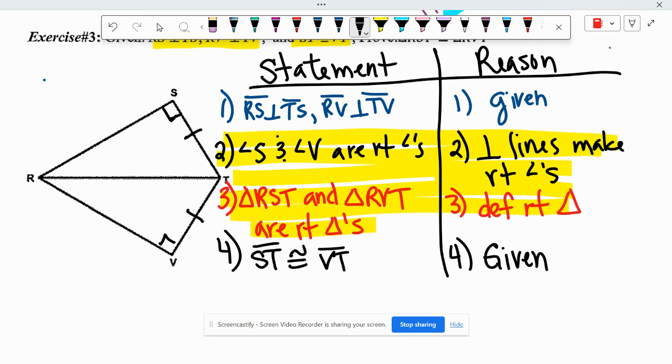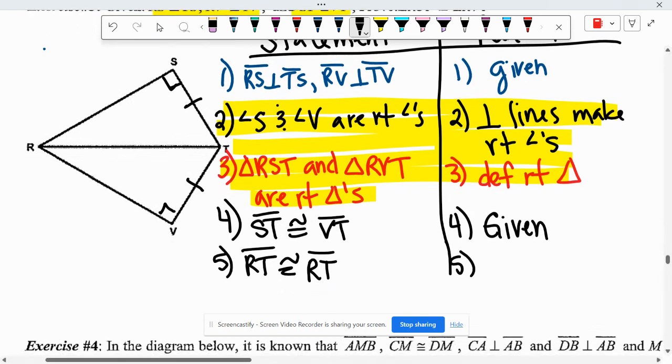Say it. The middle line. The middle line, yeah. Segment RT. That's the next thing I'm going to say. Segment RT is congruent to itself by what? What lets me say that? What property is that? That I can say something is congruent to itself? Reflexive property. Reflex prop.